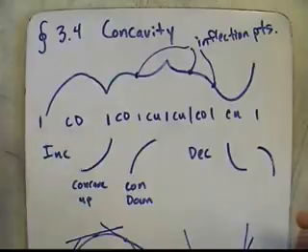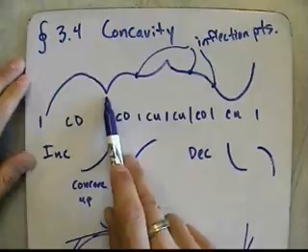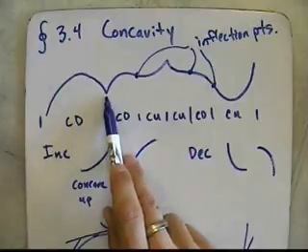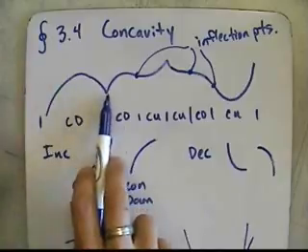Different than critical numbers. Critical numbers are where the derivative equals 0. Inflection points are where the concavity switches, so it's where it goes from concave up to concave down. Now this one right here, they wouldn't call an inflection point because it's not switching from one to the other as far as concavity is concerned. I'm going concave down to concave down. So this point right here is not an inflection point.